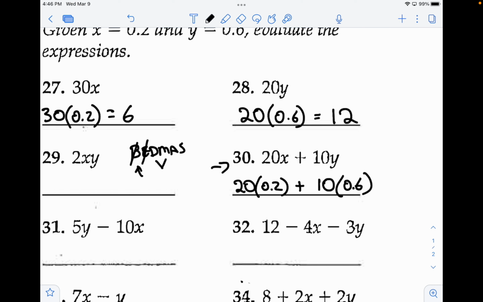So we have a multiplication here, so we have to do 20 times 0.2, which is going to be 4. And then we have to do 0.6 times 10, which gives us 6. Now that I've done the multiplication, I can do the addition. So 4 plus 6 is 10. Remember, division and multiplication first, then addition and subtraction, going from the left.